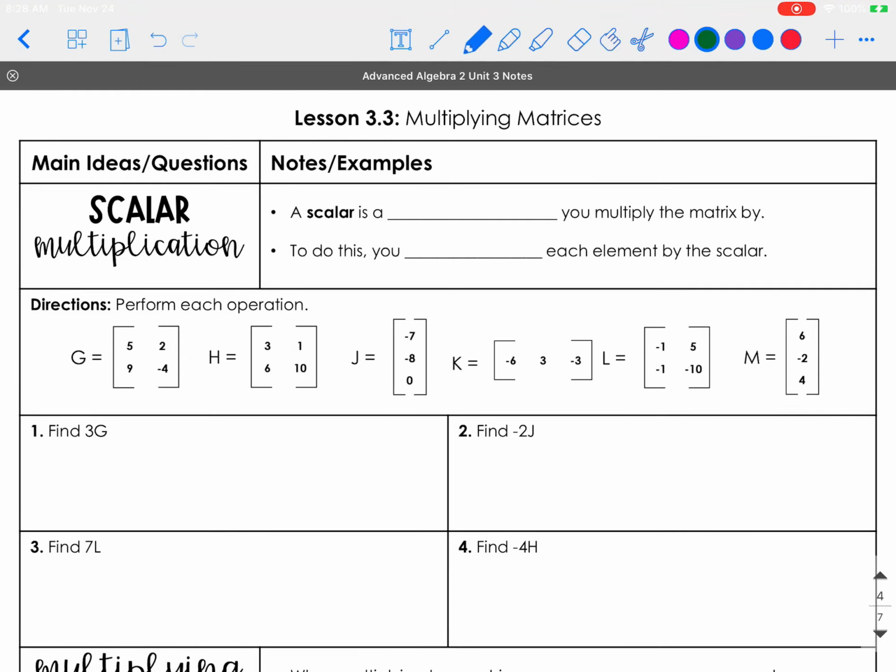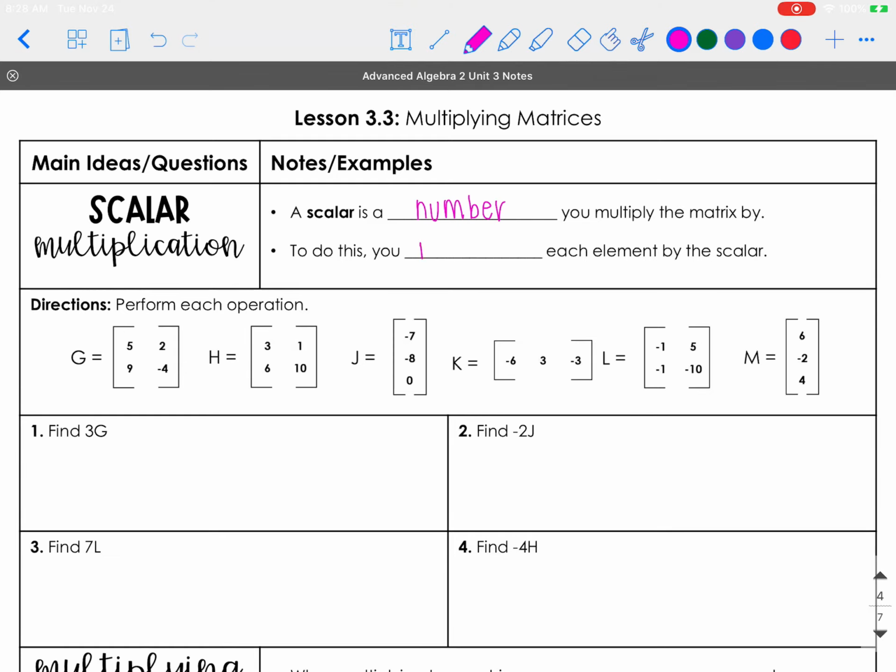In this video, we're going to be learning about multiplying matrices. And there's two types of matrix multiplication. The first one is what's called scalar multiplication. So a scalar is just a number that you multiply the matrix by.